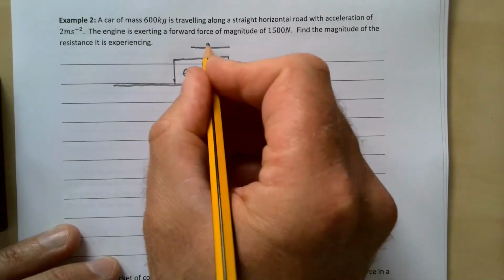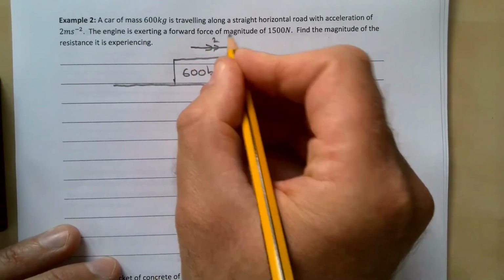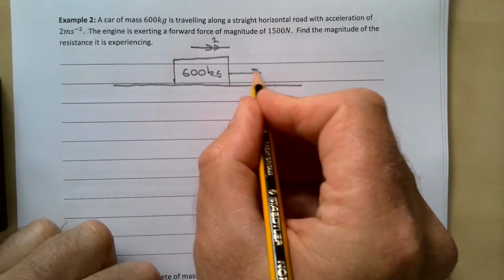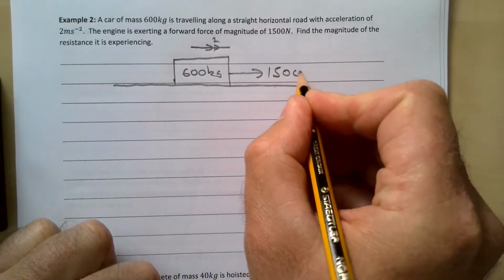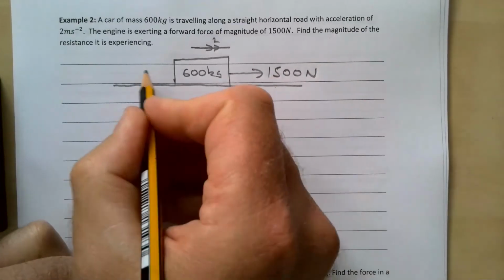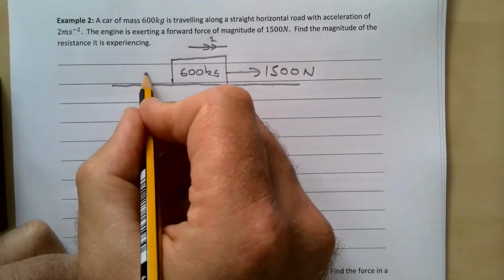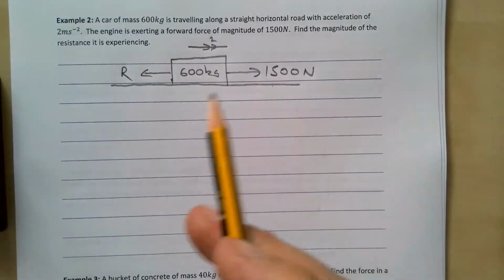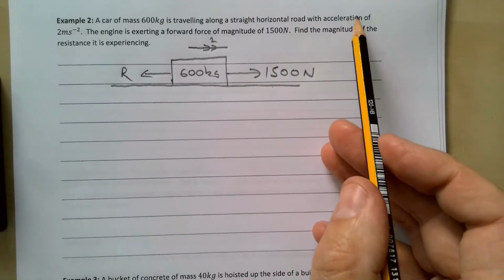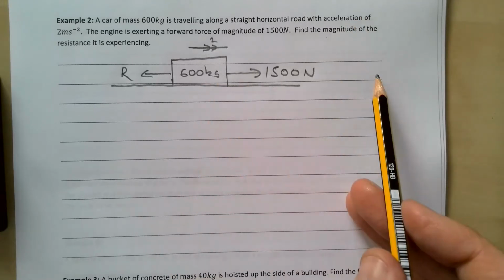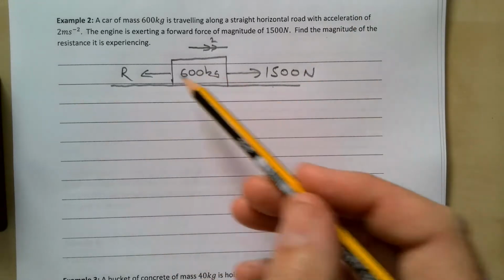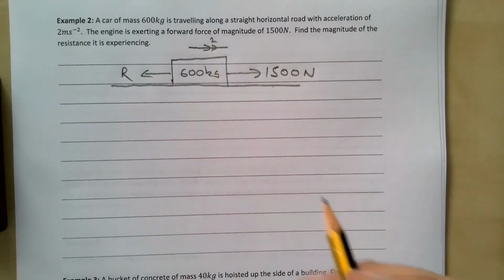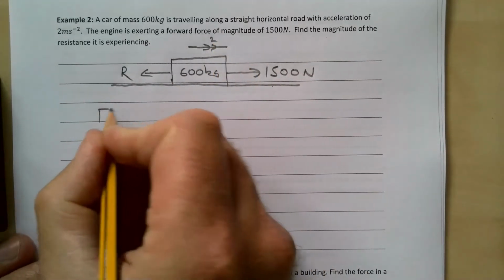The way we normally do that is to do a double arrow with a 2 there. The forward force is 1500. That's the engine force, and we want to work out the resistance it's experiencing, so we're going to call that R. If it was not accelerating, it would be in equilibrium. Everything going this way would equal everything going this way, so R would equal 1500. But there is acceleration, and in that case we're going to use F equals ma.